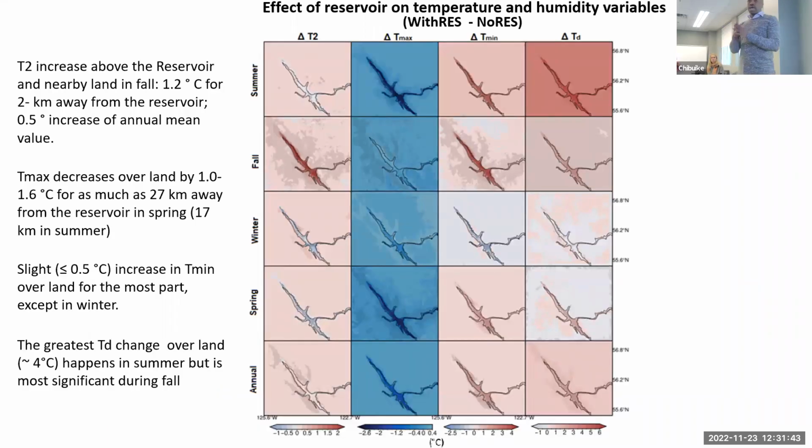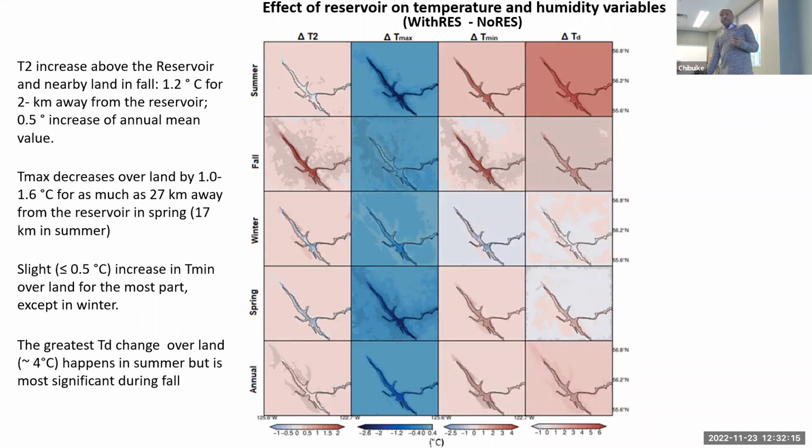Now, to start isolating the impacts, I subtracted the no-reservoir run from the with-reservoir run and found these differences. The key points are, first of all, for temperature, the reservoir has a warming effect in fall, the period between September, October, November.